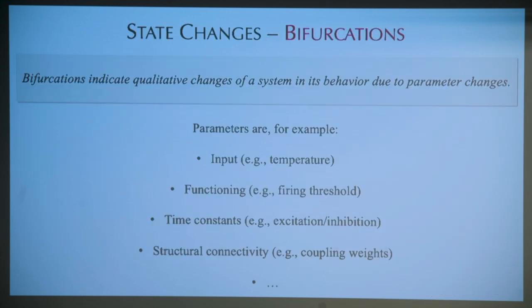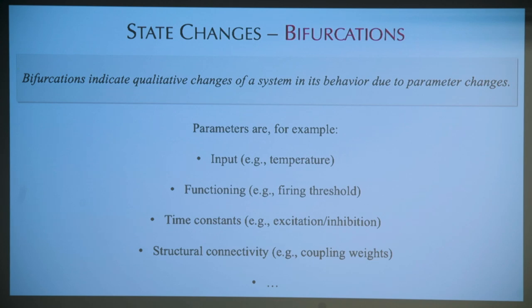Okay, we'll go into bifurcations. Like I said before, bifurcations are indicating qualitative changes in the system's behavior due to some parameter changes like the temperature or the pressure. In TVB, it could be the input, this can be a background activity, input from other areas, or temperature like shown before for water as well. Then the functioning, this threshold, where we change something in the functioning of this population.